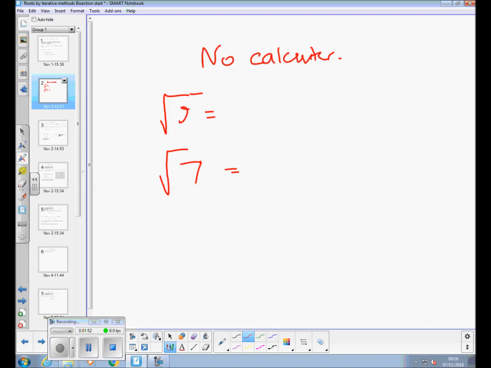Square root of 9. What is the square root of 9? 3. What's the square root of 7, without a calculator? 2.72. Why do you say that? Is it between 2 and 3?